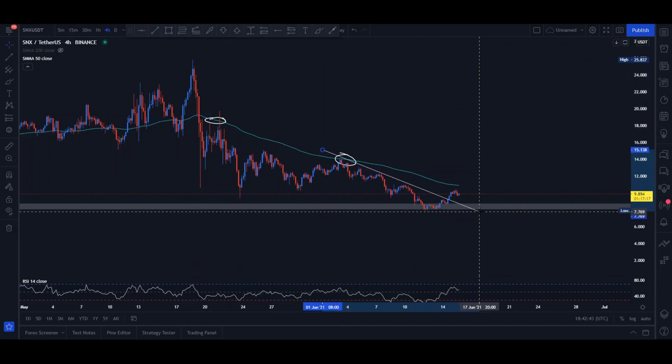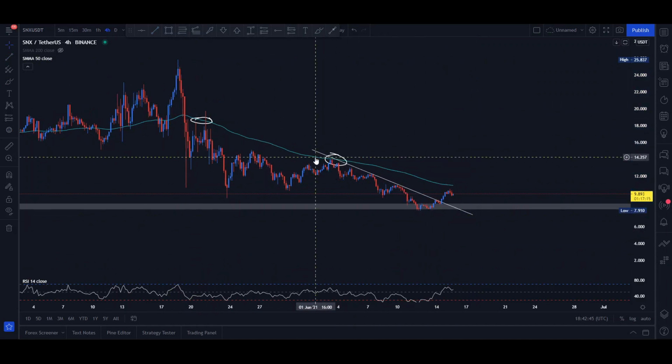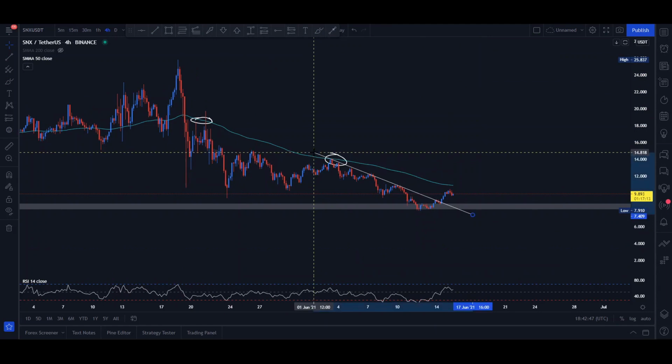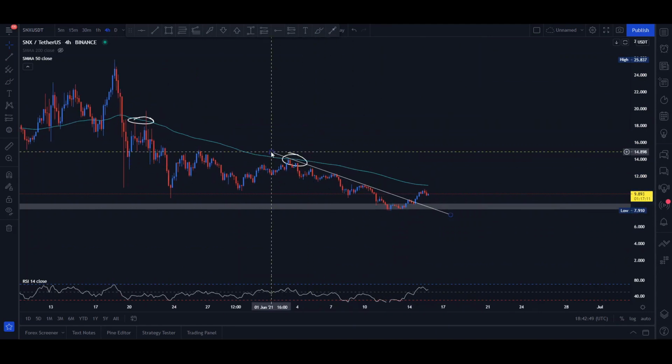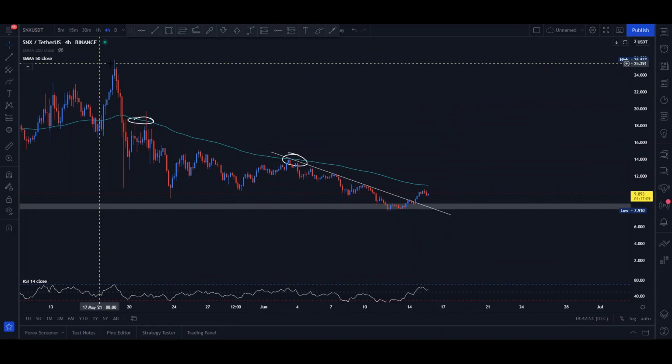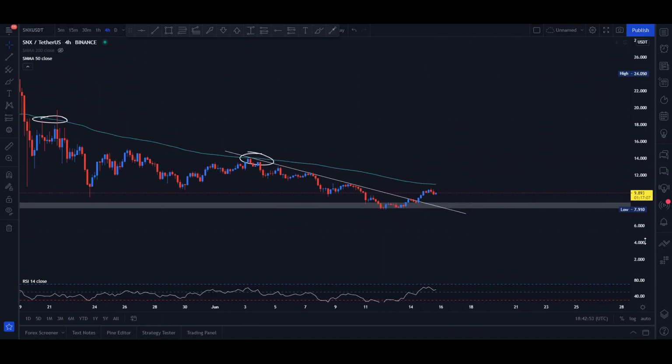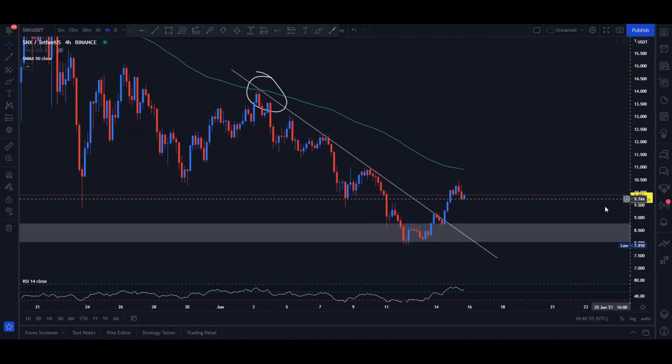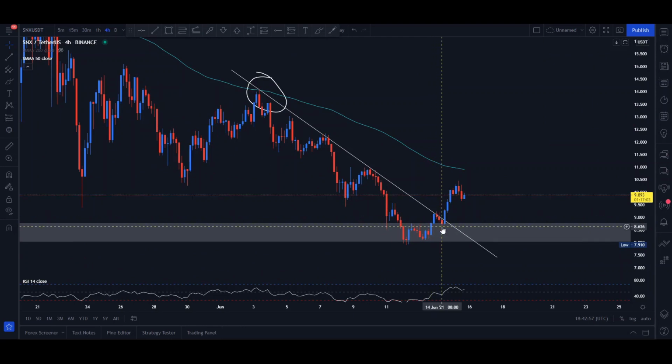Now how perfectly we want to draw this, I don't know. We can draw it like this. It all depends, and it's all up to personal preference. I prefer to get the most touches possible, even though it's covering a shorter time frame, right? It's not including this one right here. However, we still have a break, right? So we have a break, we have a retest, now we have a break, and we're waiting for another retest down here.